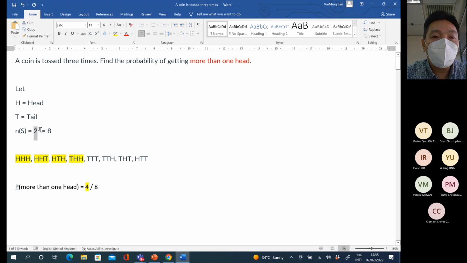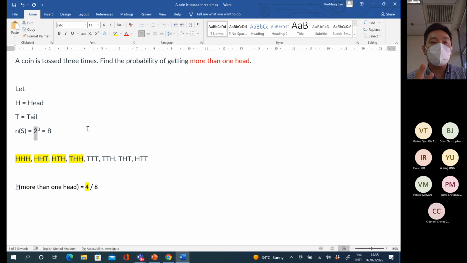Then we power with 3. What's the reason we power with 3? Because we want to throw this coin 3 times. So 2 power 3, you'll get 8. That means there'll be 8 possible outcomes. When we throw 3 coins, there'll be 8 possible combination results.